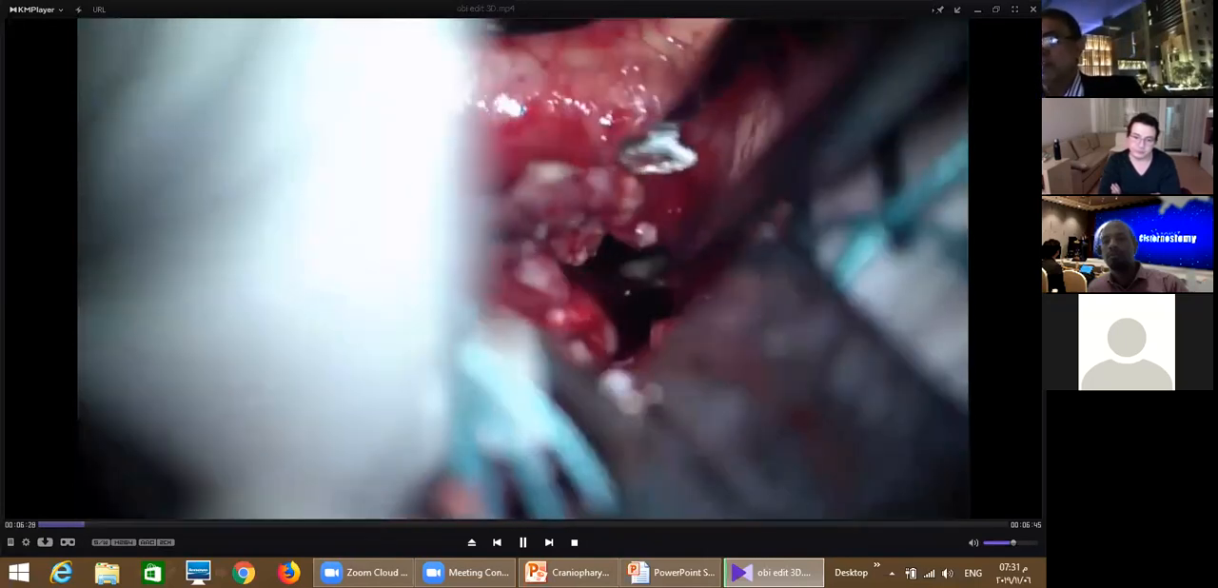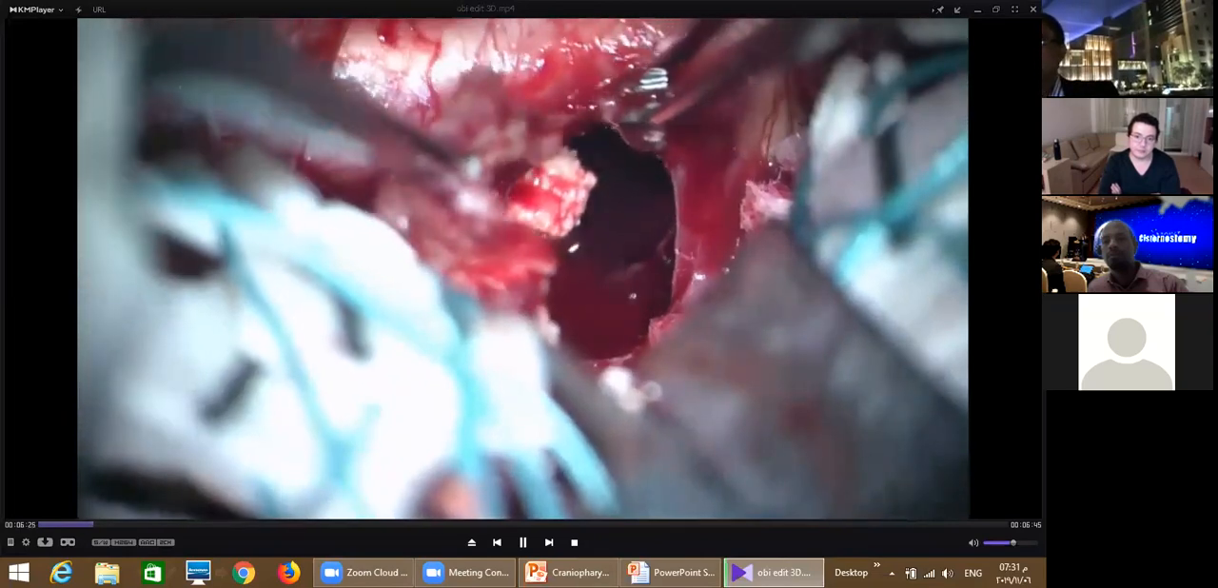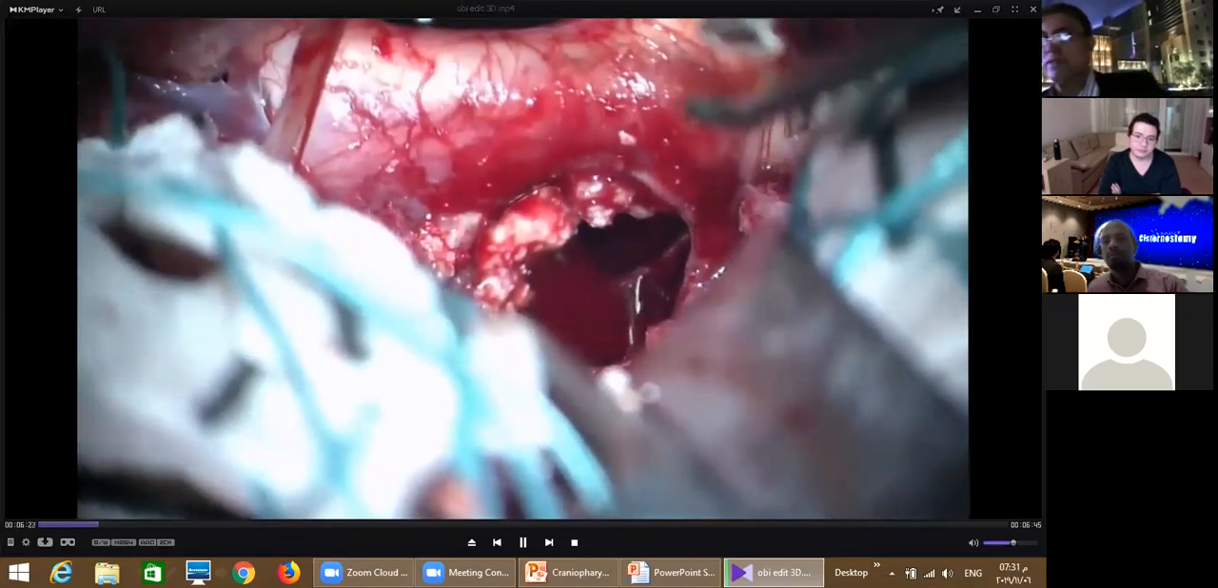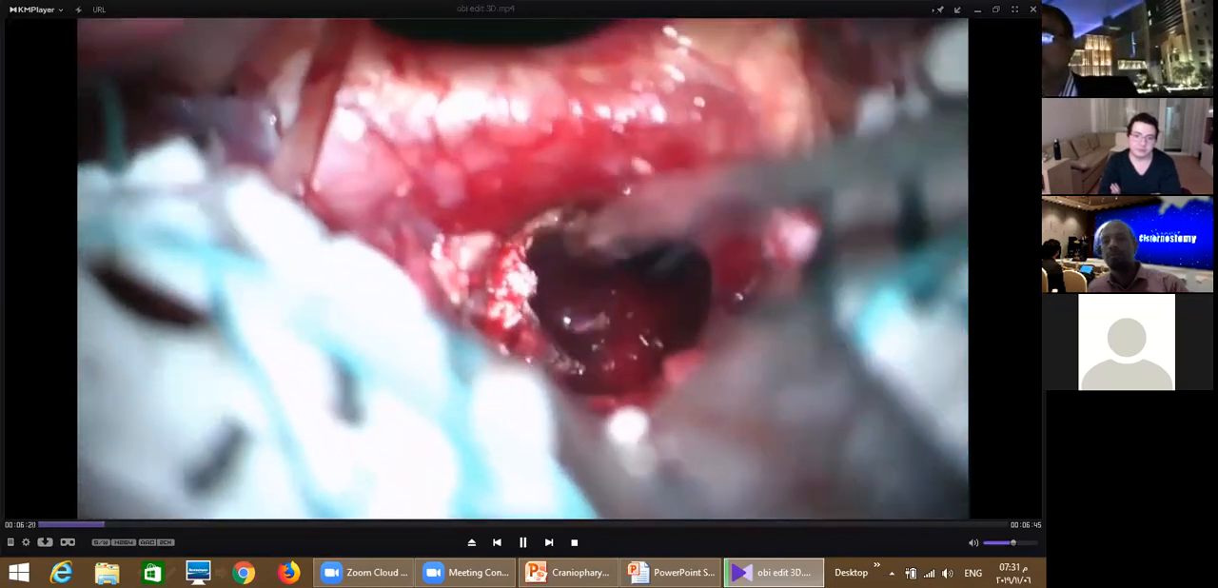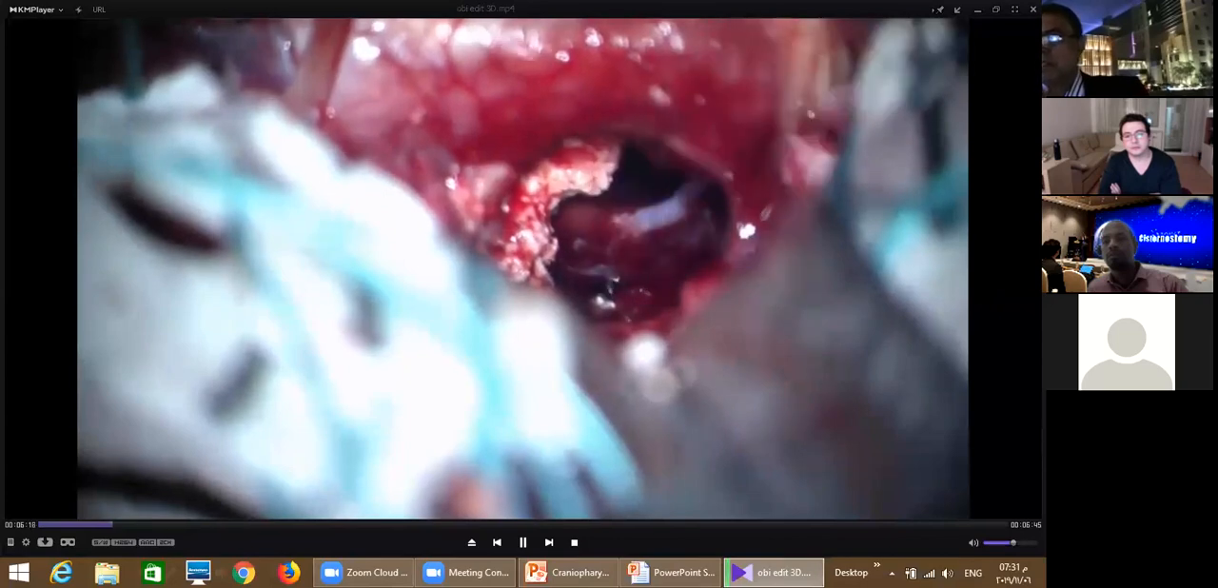Tell me, if you leave this tumor, how would the patient survive? How would the patient benefit from radiotherapy or whatever? It's a huge tumor, recurrent. Take it out. You start seeing the basilar artery now.